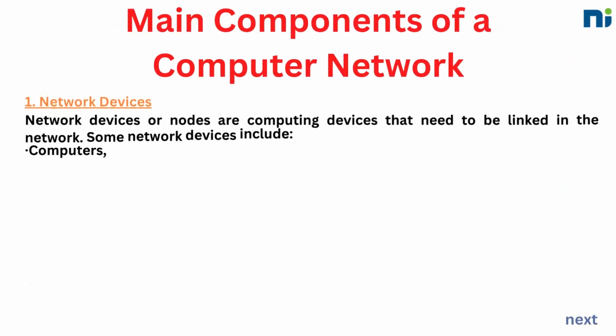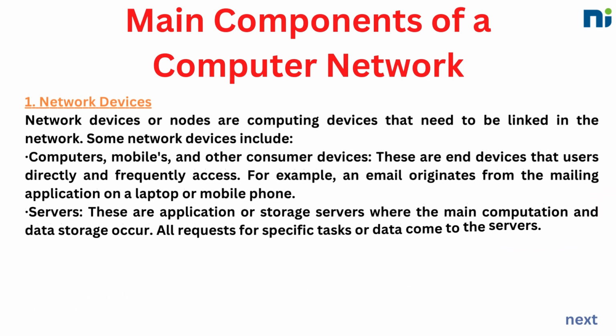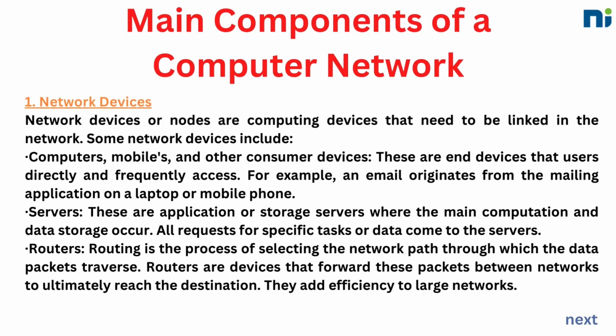Main components of a computer network. 1. Network devices. Network devices or nodes are computing devices that need to be linked in the network. Some network devices include computers, mobiles, and other consumer devices. These are end devices that users directly and frequently access. For example, an email originates from the mailing application on a laptop or mobile phone.